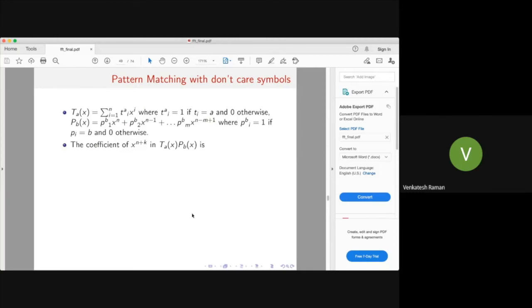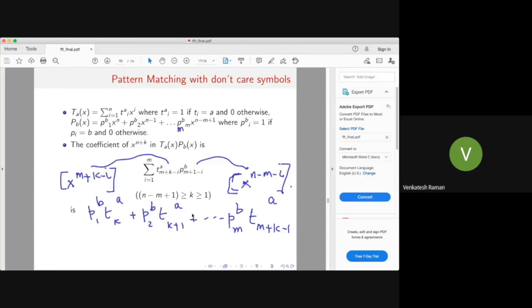to the power n plus k in this product polynomial TA times PB, you pull this from the text, whatever the coefficient of n plus k minus i, and pull this from the pattern, x to the power n minus i. Then to simplify all this notation, the coefficient of x to the power n plus k turns out to be P1B times TkA plus P2B times Tk+1A, and so on and so forth.